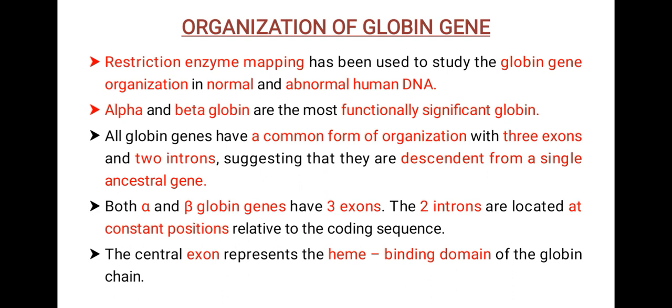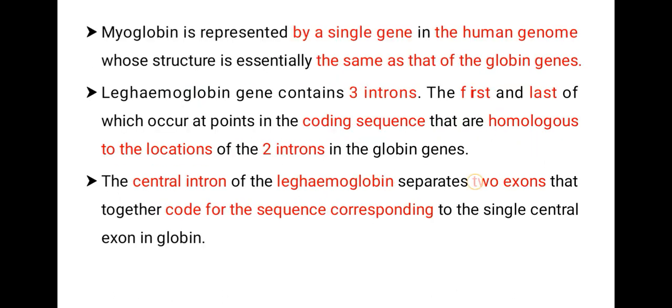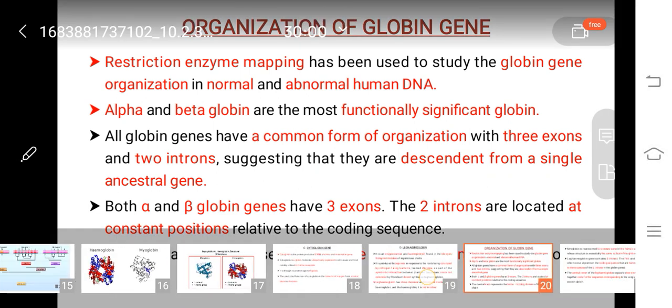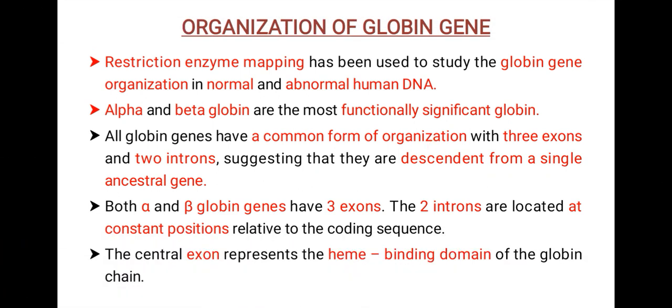Then, organization of globin gene. Restriction enzyme mapping has been used to study the globin gene organization in normal and abnormal human DNA. Alpha and beta globin are the most functionally significant globins. All globin genes have a common form of organization with 3 exons and 2 introns, suggesting that they are descended from a single ancestral gene. Both alpha and beta globin genes have 3 exons, and the 2 introns are located at constant positions relative to the coding sequence. The central exon represents the heme binding domain of the globin gene.